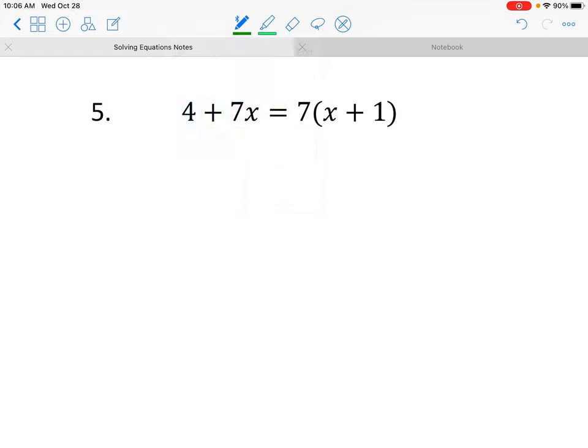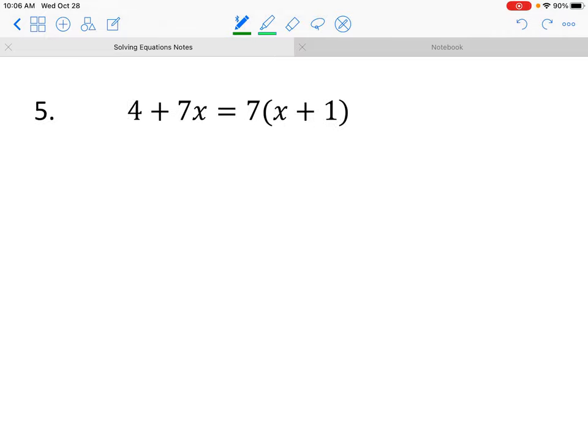So nothing to do on this side. I can't distribute or combine any like terms, but I can distribute on the right. So I'm going to bring down my 4 plus 7x and my equal sign, and I'm going to distribute here. 7 times x is 7x, and then 7 times 1 gives me a positive 7. Now I already see what's happening here. I can see this is going to be one of those weird, like 1% of the time cases. Maybe you can see it too.